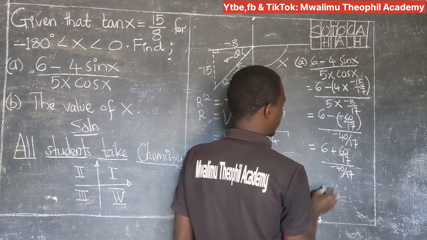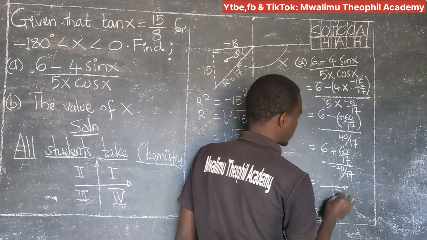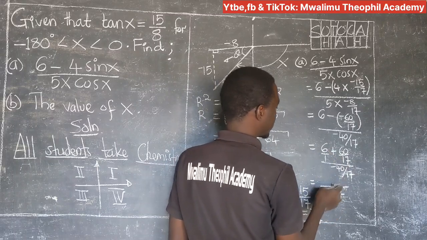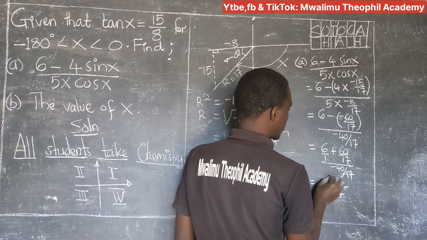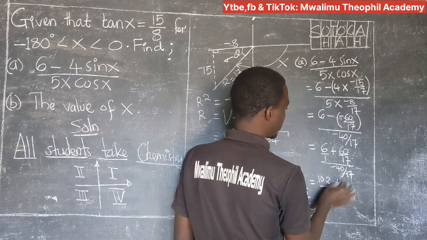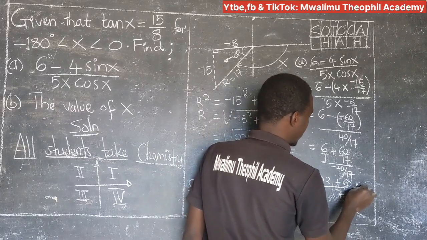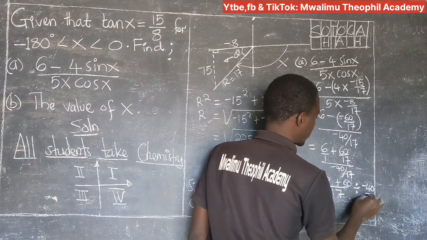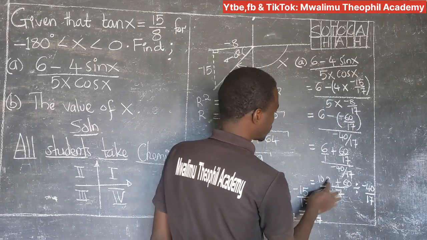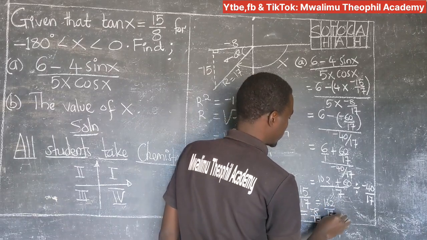Here, 6 plus 60 over 17 will be this way. The LCM will be 17. 17 divided by 1 gives 17, times 6 gives 102. We add 102 plus 60 over 17, but it is divided by -40 over 17. So this will be equal to 102 plus 60, which is 162, divided by 17.